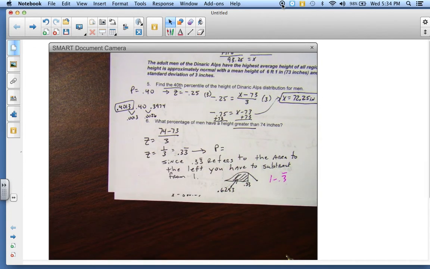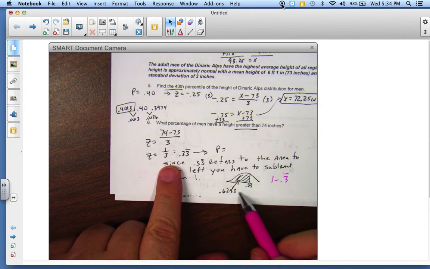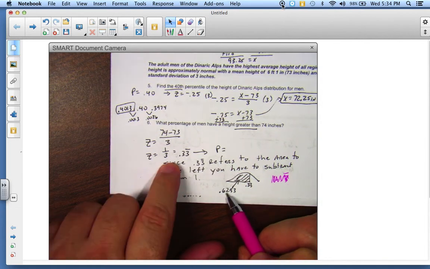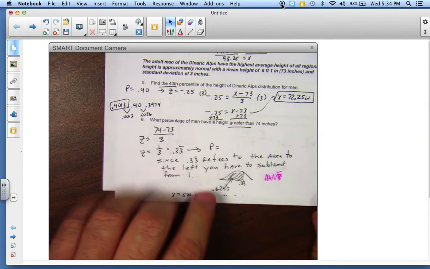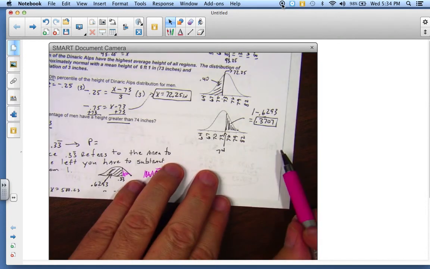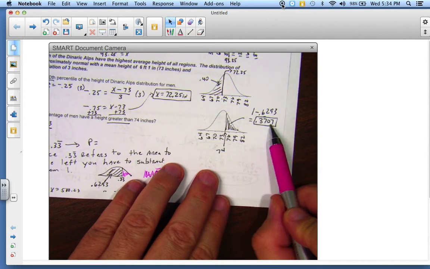All right, so if you do 0.6293, that's this area. Sorry, that's wrong. If you look up a z-score of 0.3 repeating, you're left with an area of 0.6293. You have to take that area and subtract it from 1 to get this area over here. And that's what I did here. 1 minus 0.6293 gives you 0.3707. That's the area to the right.